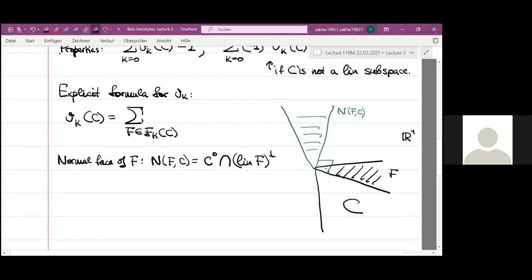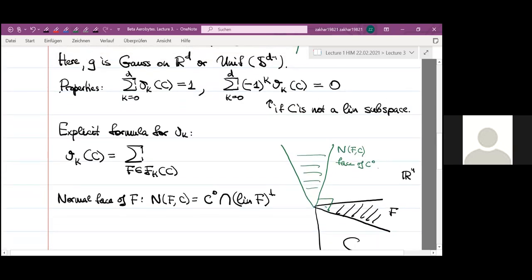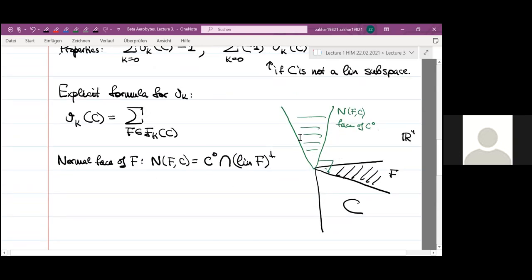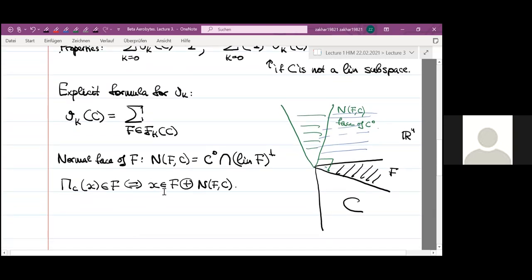And the dual cone, it's difficult to tell where the dual cone is, but it is a face of the dual cone. So it's the normal face. And now it is possible to check that a point X in RD, in R4 in this case, is projected to F if and only if it is in the direct product of the face and its normal. So PC of X belongs to F if and only if X is in F direct orthogonal sum, because they are orthogonal, with the normal face. And the probability of this event can be computed. It is the angle of the face F multiplied by the angle of the normal face. So it is alpha of F multiplied by alpha of the normal face of F.